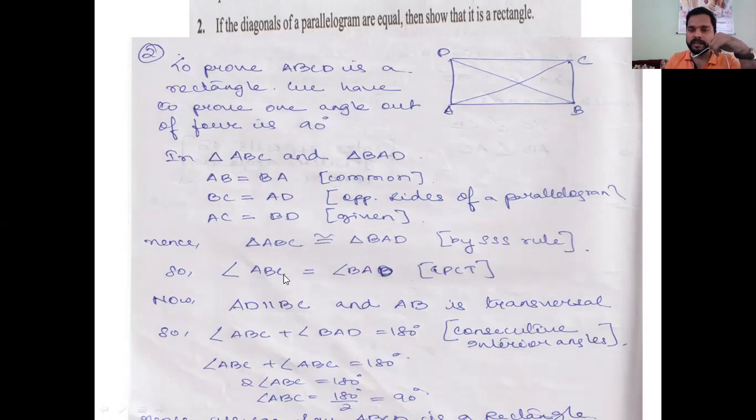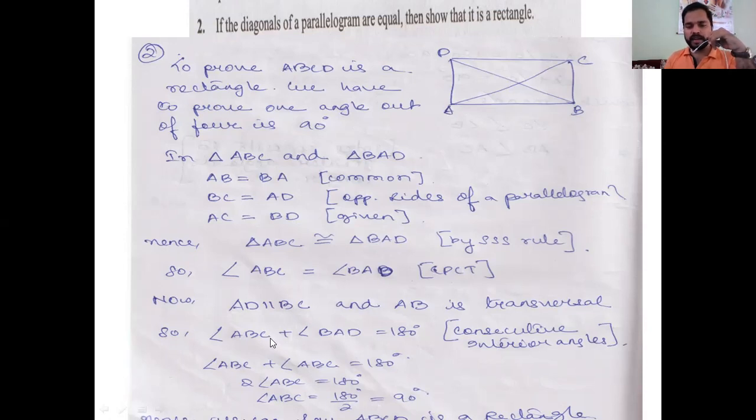So here I have shown that these two triangles are congruent. By CPCT, what I've shown is that angle ABC is equal to angle BAD. But as these two angles are consecutive interior angles, their sum will be 180 degrees. Also I wrote here, AD parallel to BC and AB is the transversal, so angle ABC plus BAD is equal to 180 degrees. That is, the sum of consecutive interior angles.